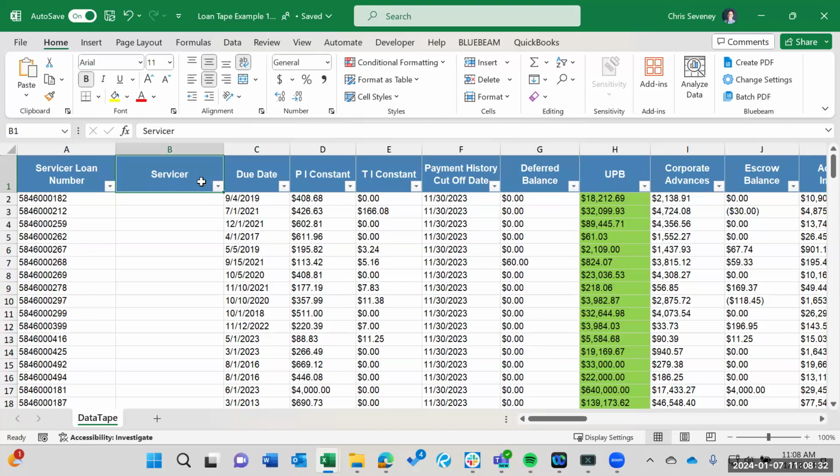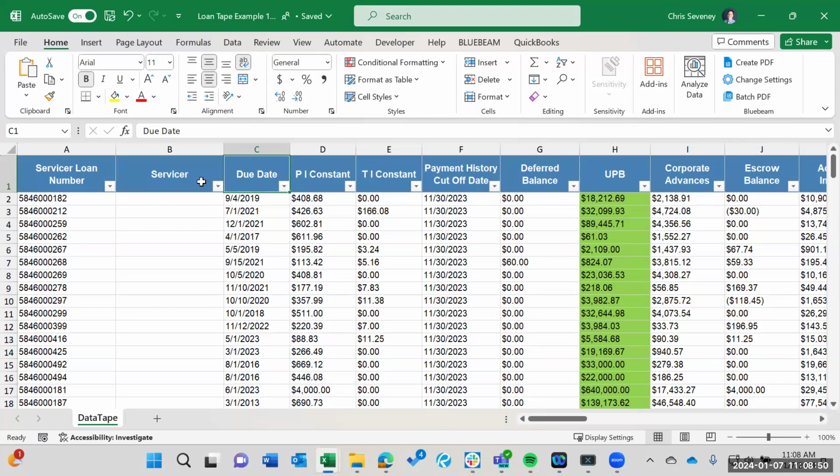Sometimes the tape will show the servicer itself, so who is servicing the loan. So that's good to understand and good to know, because if you're looking to go acquire the loan, will you keep it at that existing servicer or will you move it to a different one?